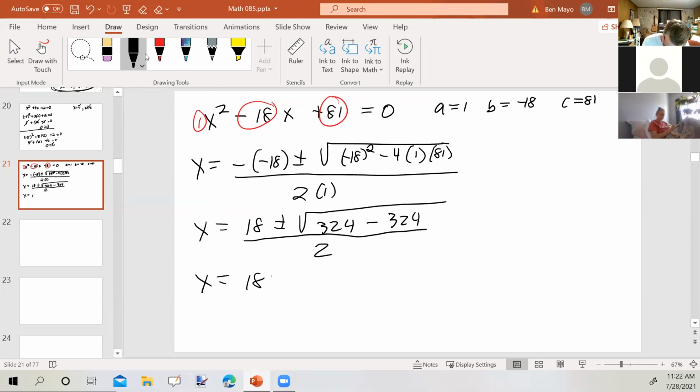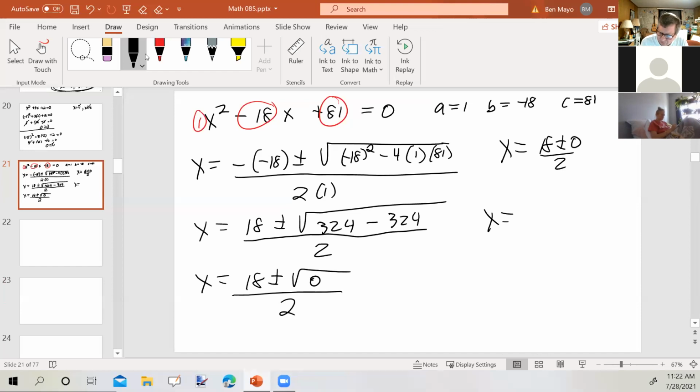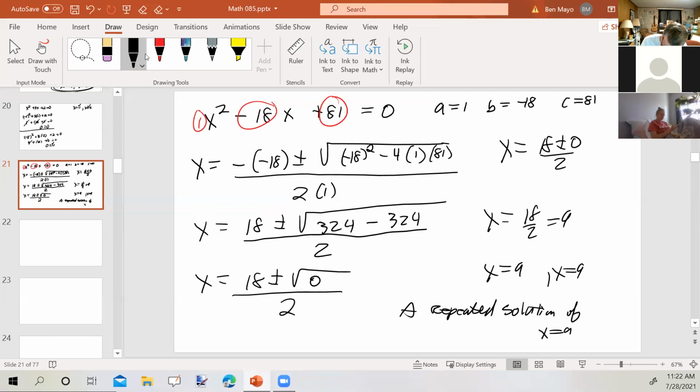X equals 18 plus or minus the square root of 0, 324 minus 324, all over 2. X equals 18 plus or minus, well, the square root of 0 is 0, all over 2. So I've got x equals 18 plus 0 over 2, and x equals 18 minus 0 over 2. So basically, I'm just going to get x equals 9, and both solutions would be x equals 9. So we might say this is a repeated solution of x equals 9.